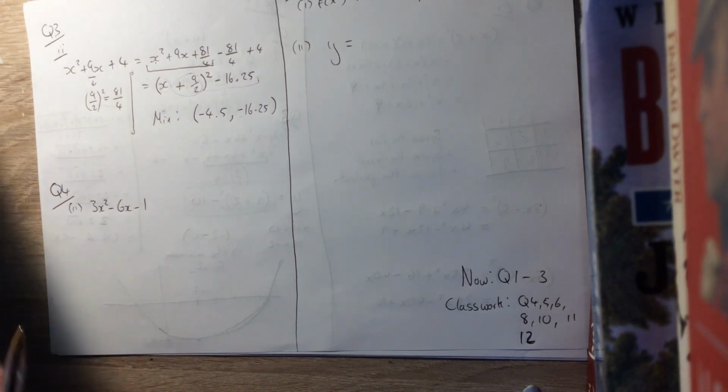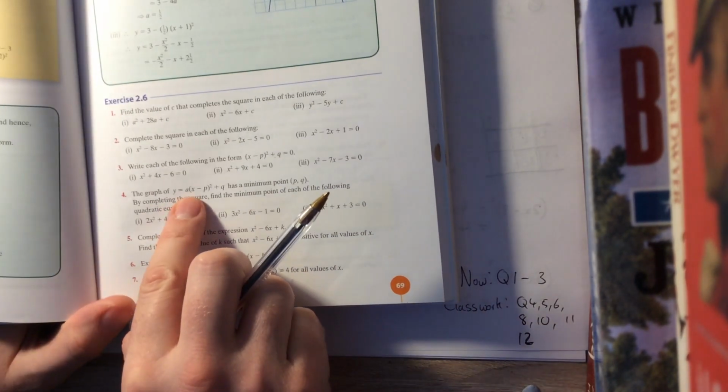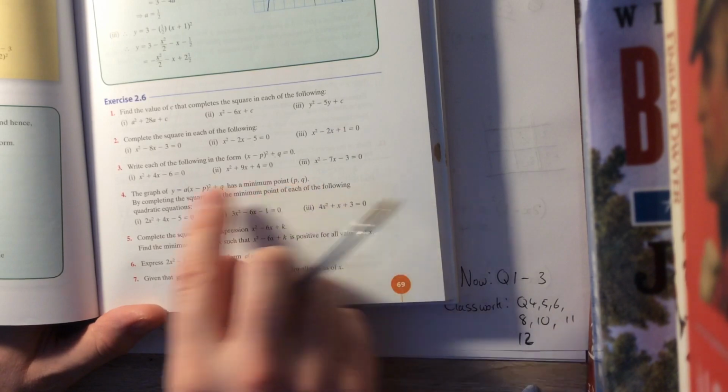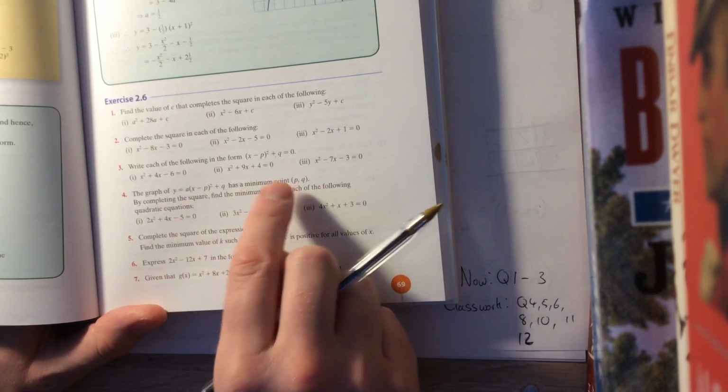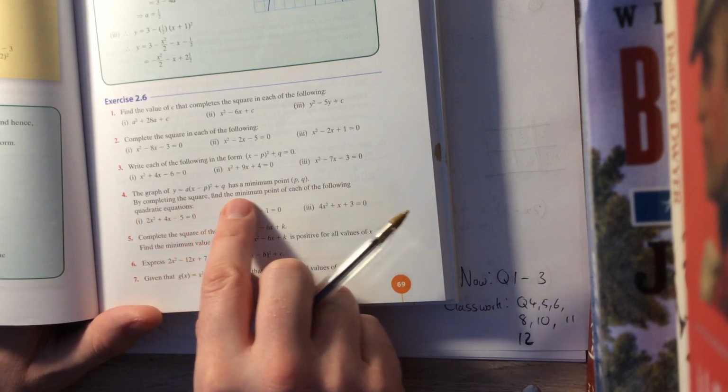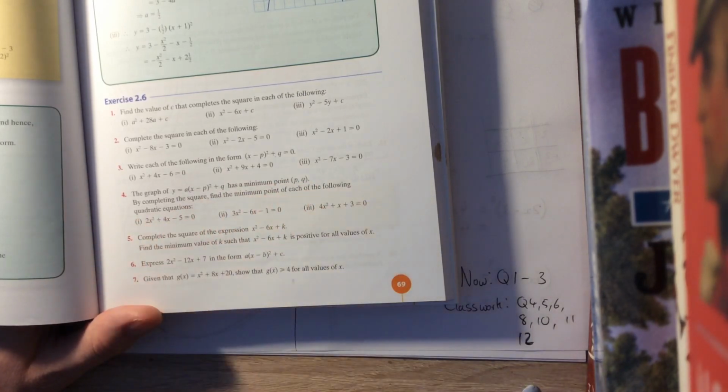Okay, question 4. The graph y equals a(x minus p) squared plus q has a minimum point at (p, q). Okay, so then take the negative value of p, you get positive p, and q there. That's just like we've been seeing. By completing the square, find the minimum point in each of the following quadratic equations.